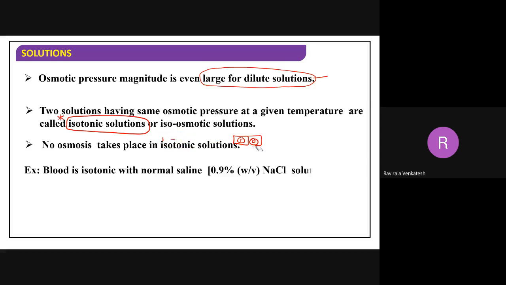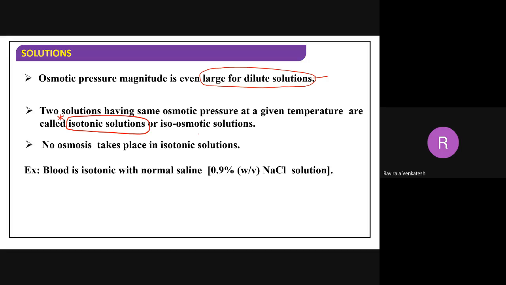Now, does osmosis take place in isotonic solutions? No. Why? Because osmosis can be prevented by applying osmotic pressure. Both solutions have the same osmotic pressure, so osmosis never takes place here. So, no osmosis takes place between isotonic solutions.